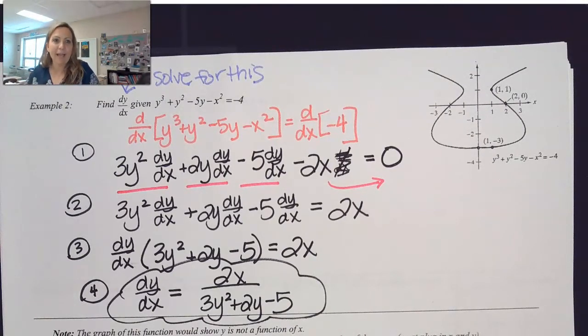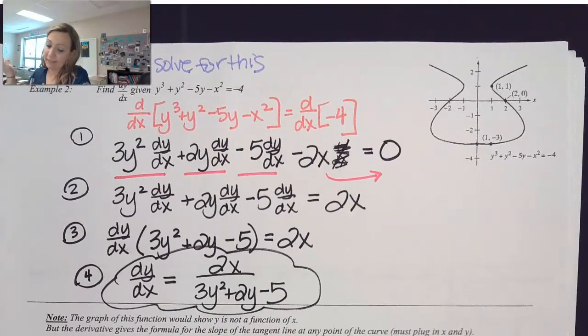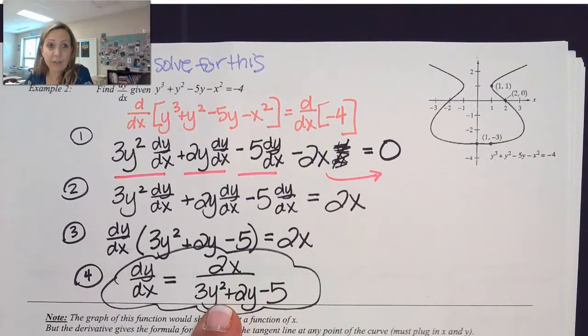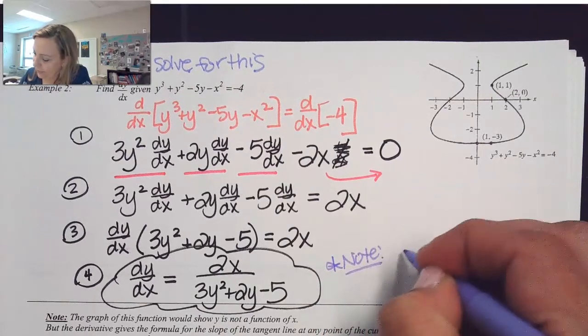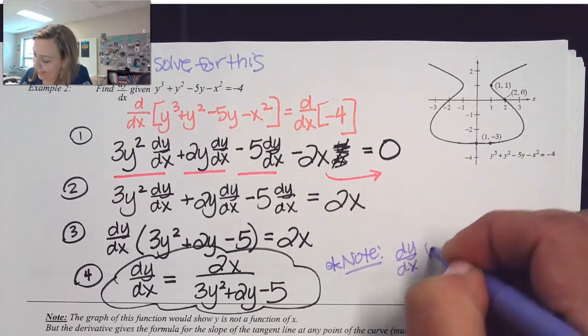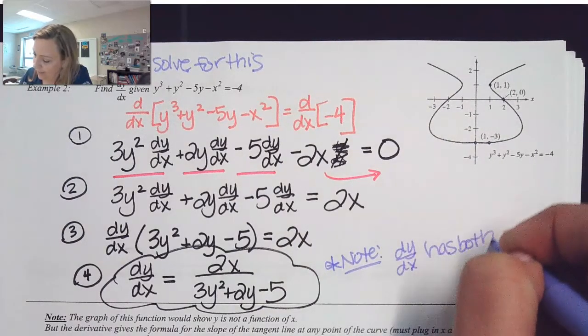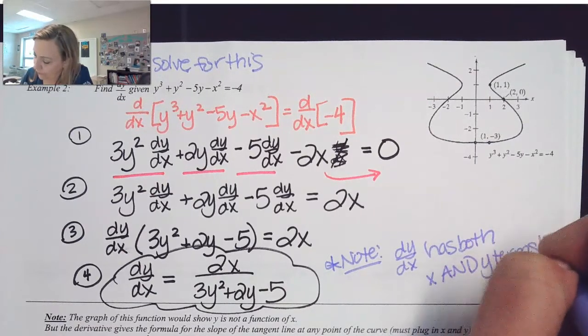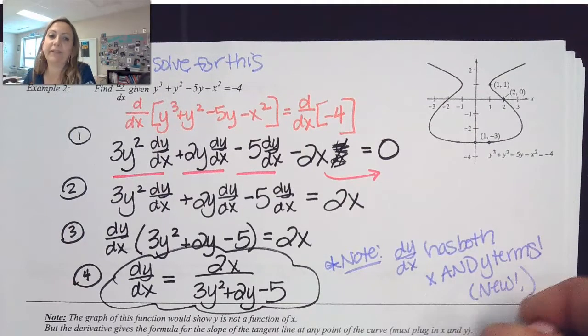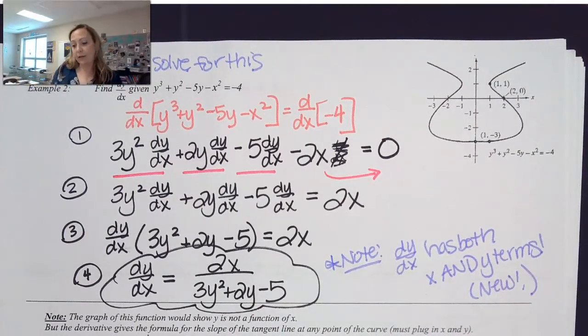This is a little different from the past because all of our equations have been in explicit form. We've only had x in our derivative. Notice that here dy dx has both x and y terms. Okay, that's new. So that's kind of exciting. So our dy dx will often have, in this case, both our x and y terms. And that's kind of what happens when we do that implicit differentiation.